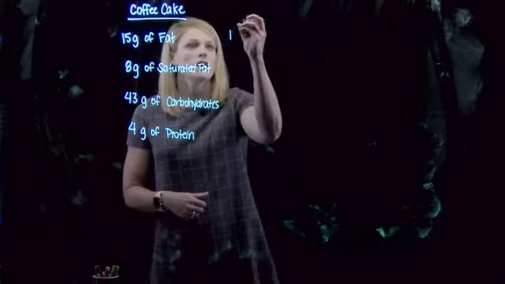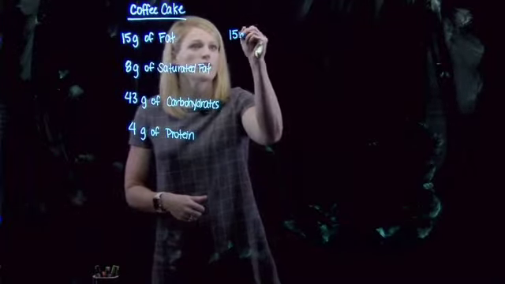So we can do some simple calculations using the information that we know about fats, carbohydrates, and protein. So if we know that there's 15 grams of fat in the coffee cake, we're going to take those 15 grams.